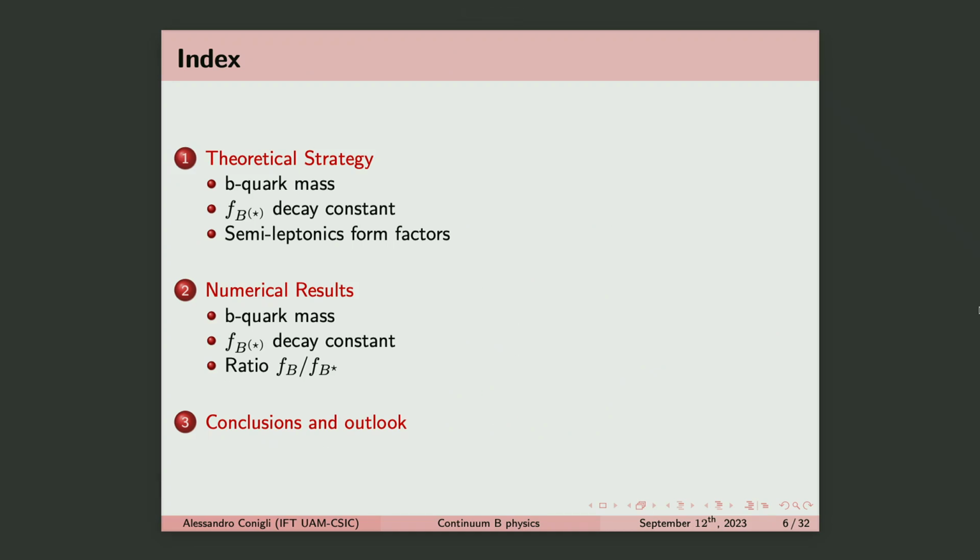Okay, so given this preliminary motivation, in the rest of the talk, I'm basically going to introduce you to the theoretical strategy specifically designed for all these observables: for the b quark mass, for the leptonic decays f_B* and f_B, and then we will try to extend this strategy to the semi-leptonic form factors. And then finally, I will show you some numerical results on the b quark mass and on the leptonic decays.